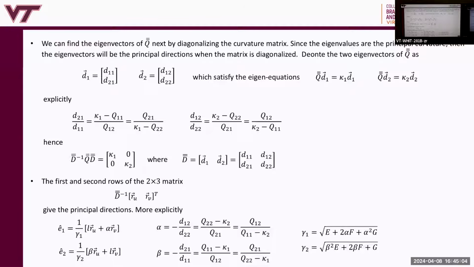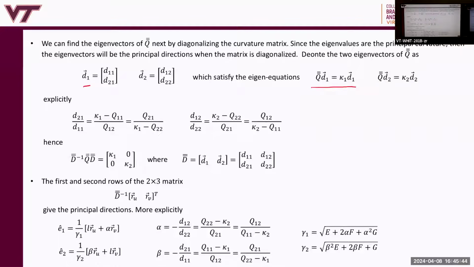Okay. So since the eigenvalues are the principal curvatures, then the eigenvectors will be the principal directions when the matrix is diagonalized. So let's denote the two eigenvectors of Q as D1 and D2. We have a Q matrix. We found its eigenvalues. Now we want to find its eigenvectors. There are many ways to do that, right? But if you diagonalize the matrix, then immediately the matrices that you found to do the diagonalization are the eigenvectors. So the first eigenvector, D1, satisfies this equation, which is nothing but AX equal to lambda X, right?